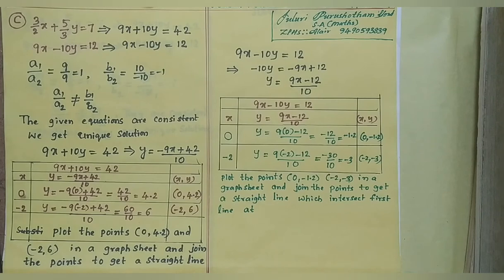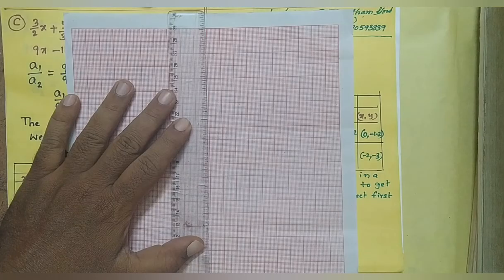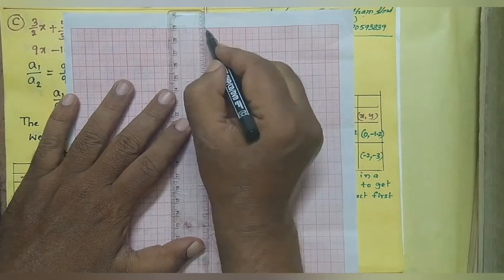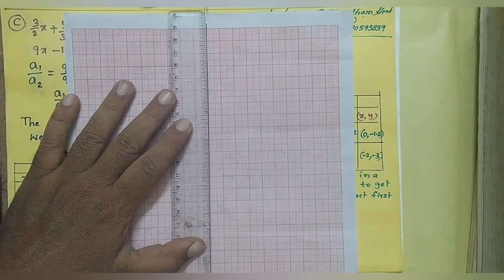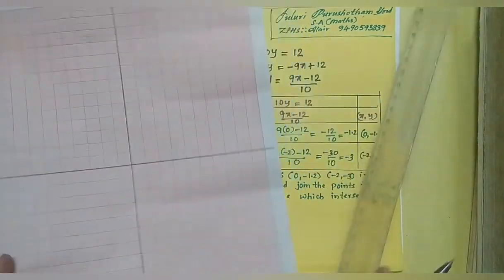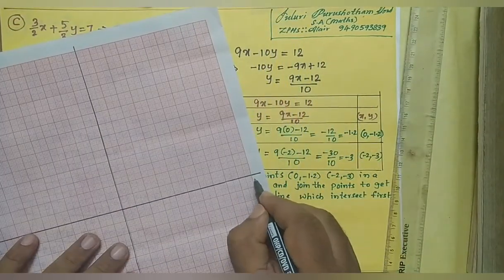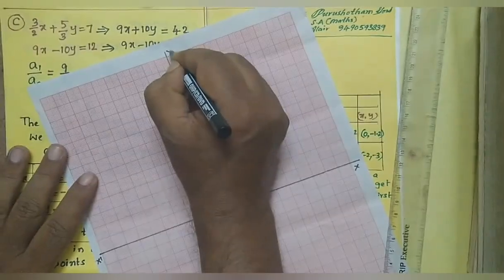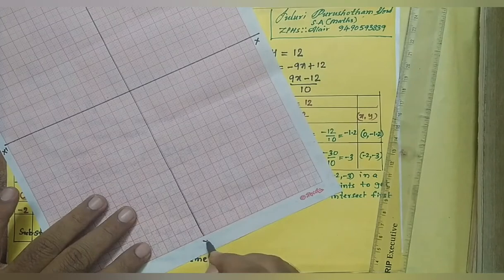Okay, first we are going to do the graph work. In the middle I am drawing one line, that is the y-axis. We take it as the y-axis, and this horizontal line we treat as the x-axis. Is it clear? This is the x-axis and this is x dash. This is the y-axis and y dash.